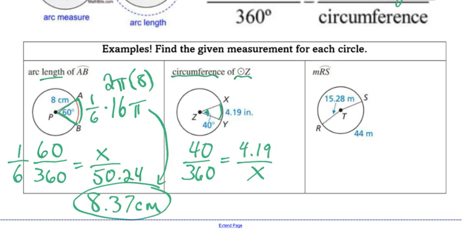To be honest, that's not the way I'm thinking about this. I'm thinking, well, 40 degrees is 1/9 of 360 degrees. If I just added 40 degrees together 9 times, that would give me the full circle. So really what I would do is just 4.19 times 9, which is exactly what we're finding here. And that would give us that the total circumference is 37.71 inches.